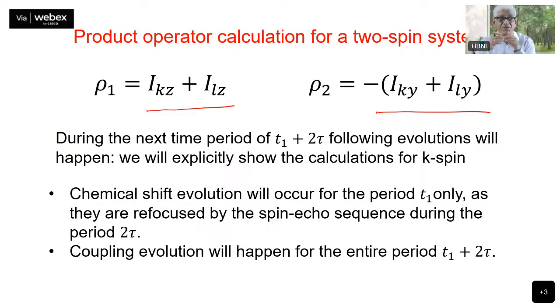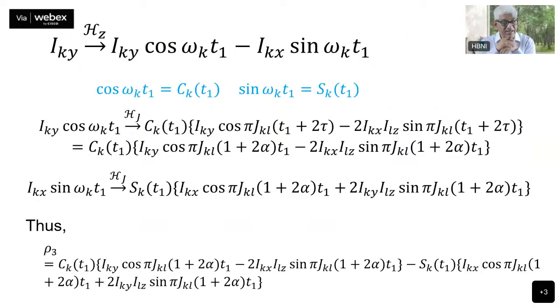During the next time period, t1 plus 2 tau, the following evolutions will happen. We will explicitly show the calculations for one spin, that is the K spin. The same thing will apply for the L spin as well. Chemical shift evolution will occur for the period t1 only, as it is refocused by the spin echo sequence during the period 2 tau. And the coupling evolution will happen for the entire period t1 plus 2 tau, because this is not refocused.